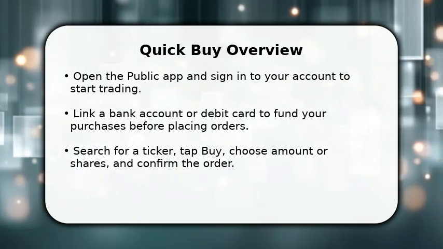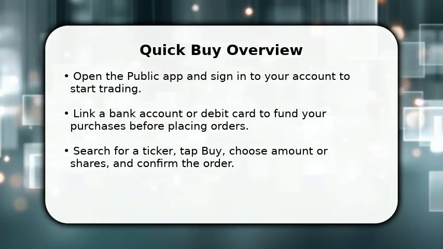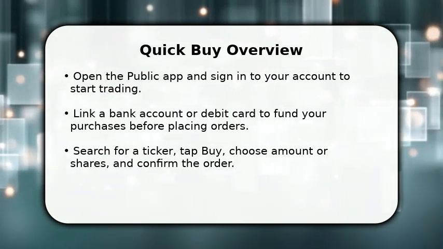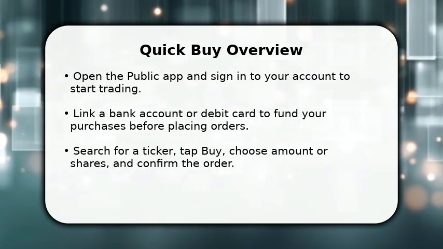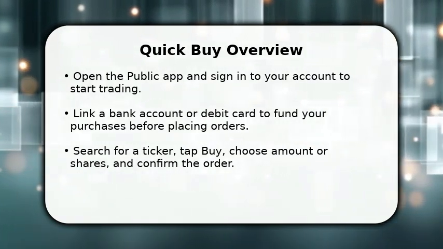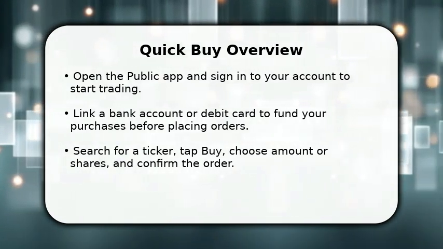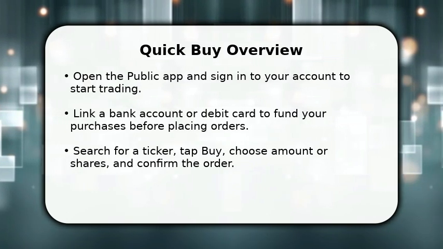In this video, I will explain how to buy stock on the Public app, updated. Open the Public app and sign in, then link your bank or card and fund your account immediately. Search the ticker or browse themes, tap buy, choose dollar amount or shares, set order type, review estimated fees, and confirm. Watch notifications for fills and portfolio updates so you know when trades complete.